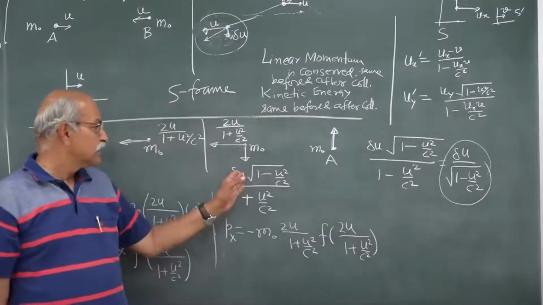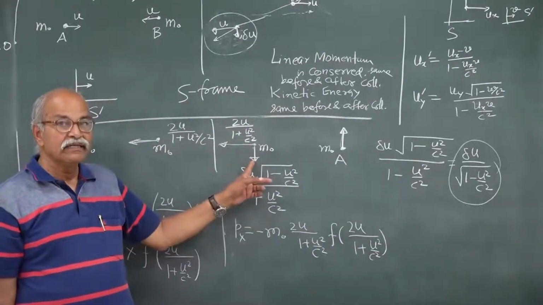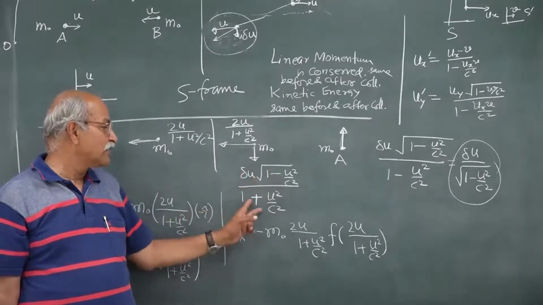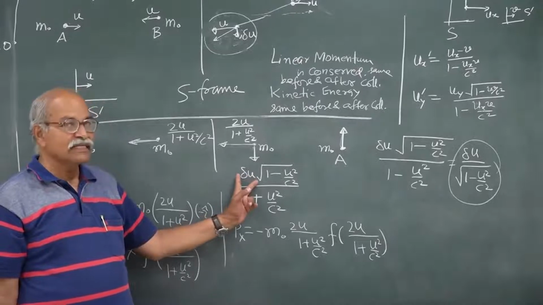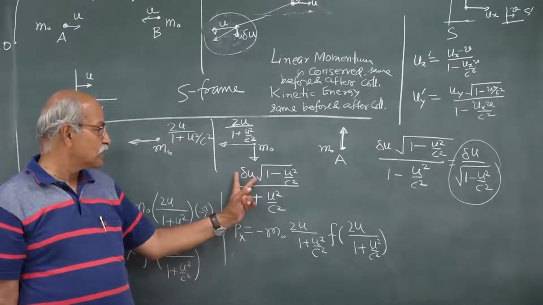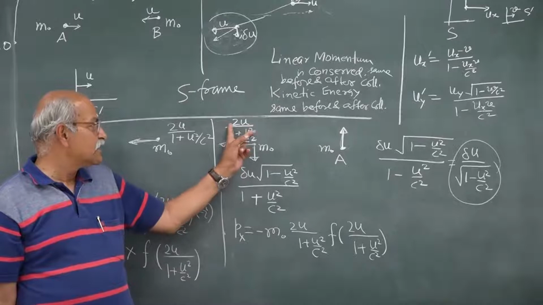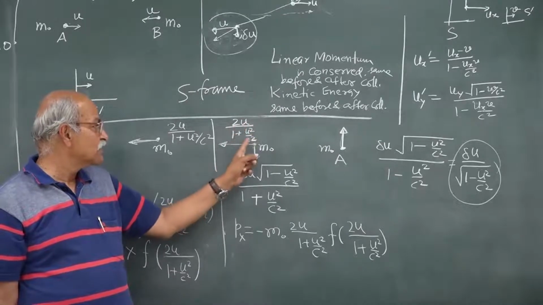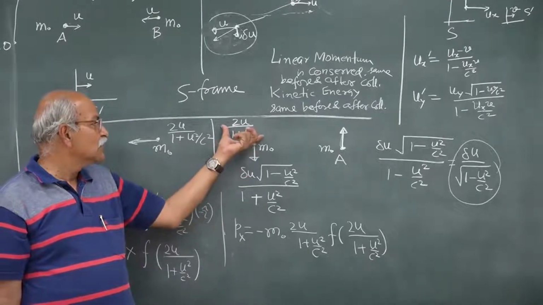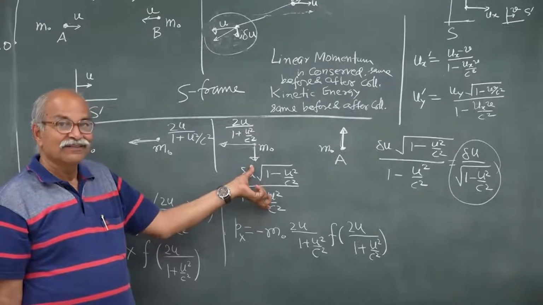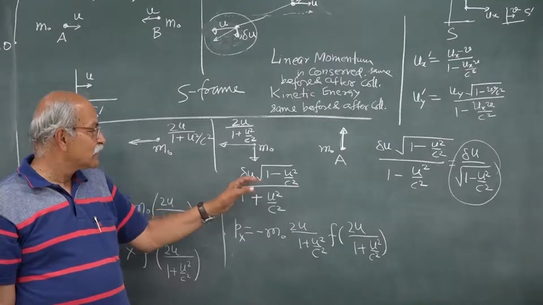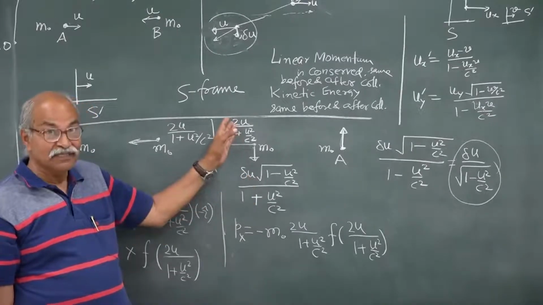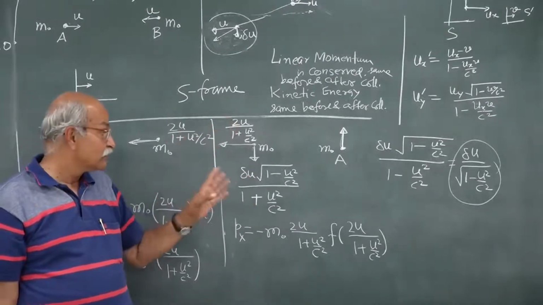Why? Because this y component is delta u into something. So this is the small quantity, an infinitesimal of first order, and here it is a finite quantity, 2u by 1 plus u square by c square. So when you write this whole square plus this whole square, from the very beginning we have been neglecting these delta u terms if there is a finite term present in front of it as an addition.